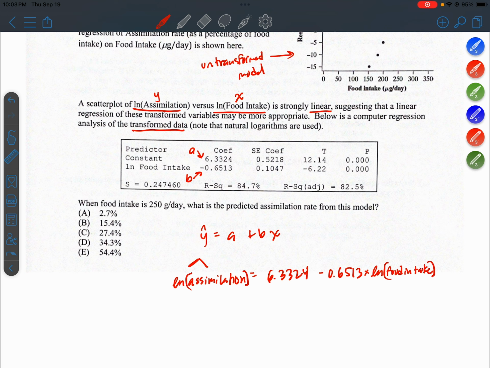All right, so when food intake is 250 grams per day, what is the predicted assimilation rate from this model? Ooh, okay, so they'll just change the units on us. So this is grams per day; before they said micrograms per day. So let's convert 250 grams per day into micrograms.